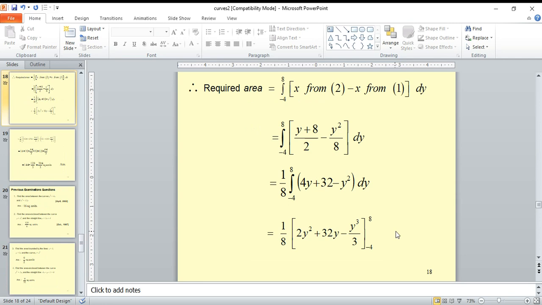Required area: integration from minus 4 to 8, upper curve. Here, in the y-axis, the upper curve is on the right side, the lower curve is on the left side. So from equation 2, required area is integration c to d of x1 minus x2 dy. From equation 2, x1 equal to (y plus 8) by 2 and x2 equal to y square by 8, dy.